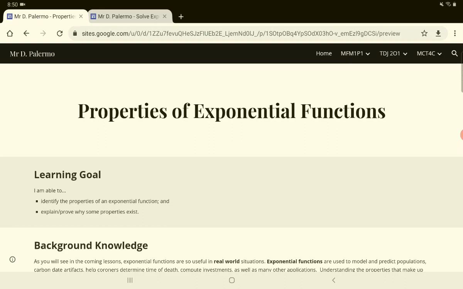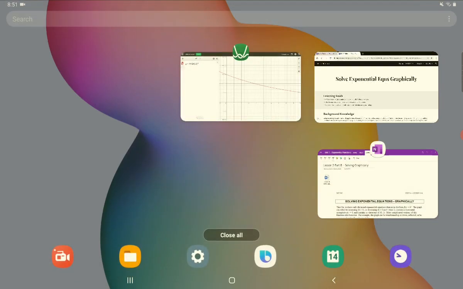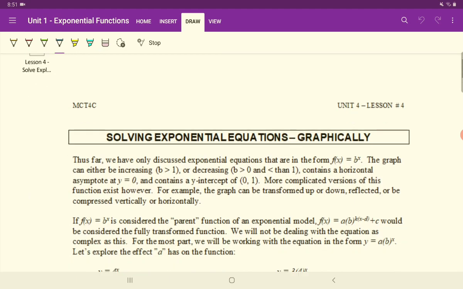In today's lesson, we're going to continue on. So it's still part of the same lesson. We're going to add on one new property and then look at some word problems that we're going to solve online using Desmos. So this time, instead of the most basic form y equals b to the x, we're going to be looking at y equals a times b to the x and the effect that a has on the function. All right, so let's go into our lesson and let's begin.